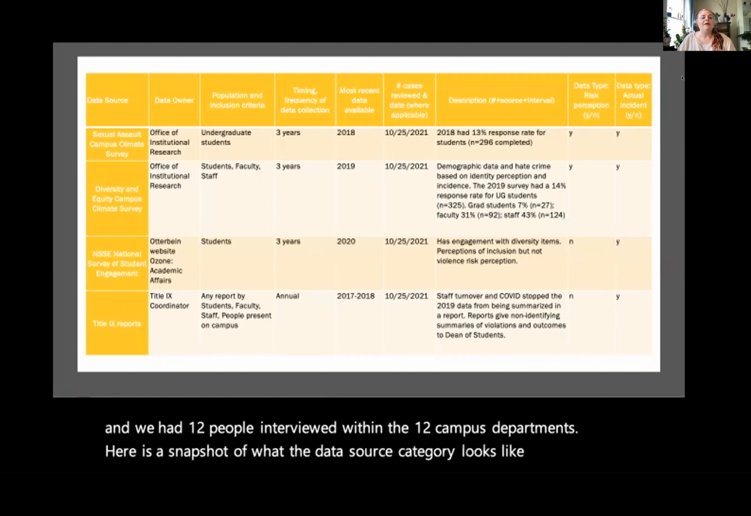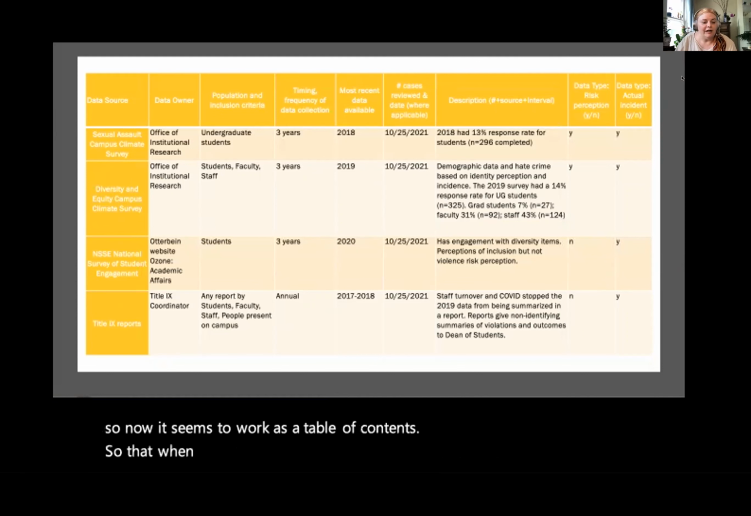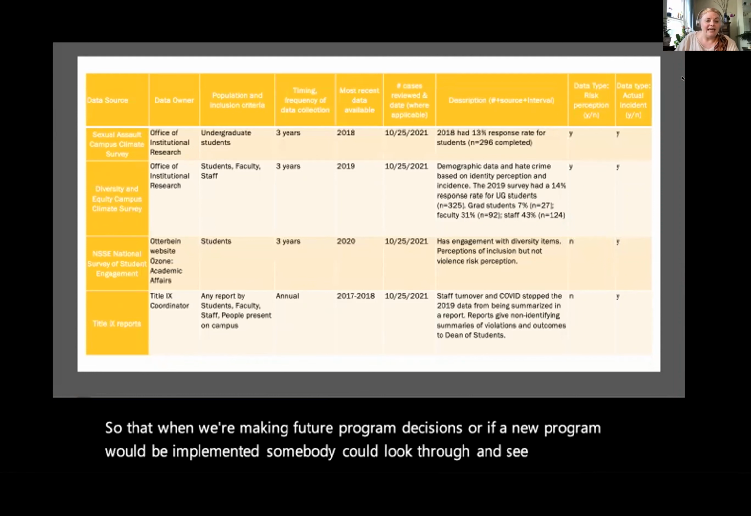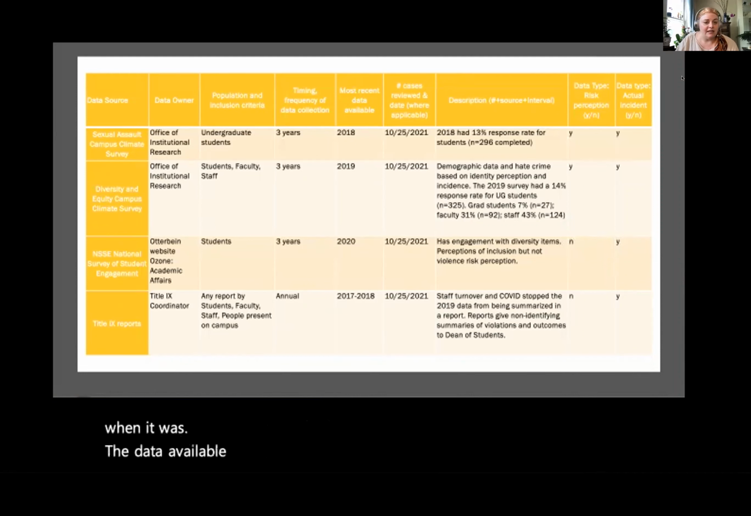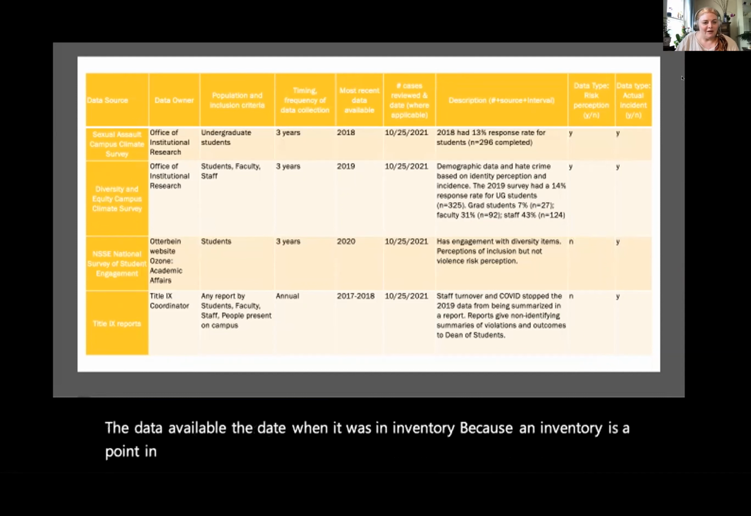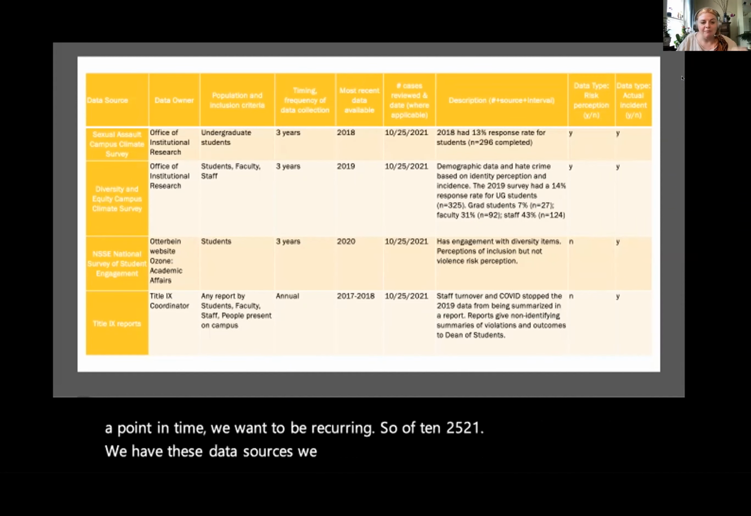And so now it seems to work as a table of contents so that when we're making future program decisions or if a new program would be implemented, somebody could look through and see the data available, the date when it was collected and inventoried, because an inventory is a point in time, right? We want to be recurring. So as of 10/25/21, we have these data sources. We put the population, our most rigorous data sources, at the top.